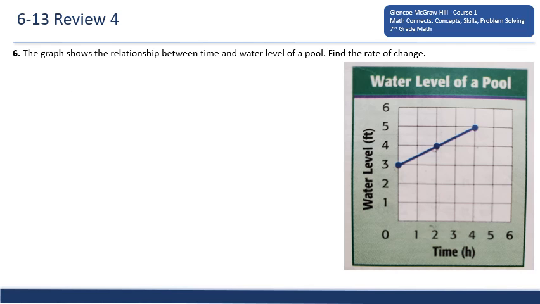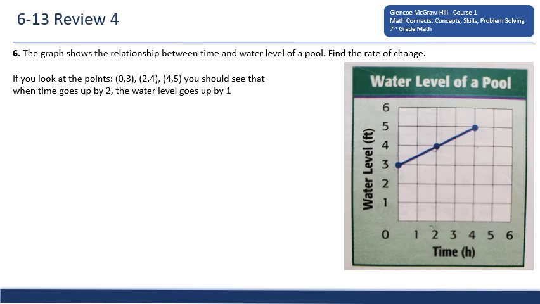The graph shows the relationship between time and water level of a pool. Find the rate of change. So if we look at the graph, it tells us at the top it's the water level of a pool. And on the y-axis on the left going up, it tells us that's the water level in feet. And then across the bottom on the x-axis, it says that's the time in hours.